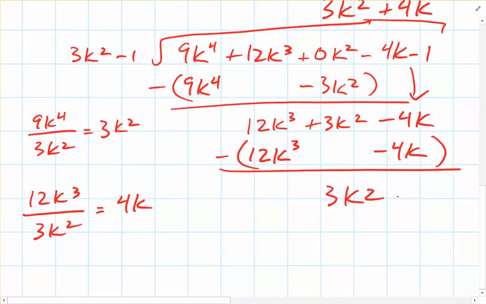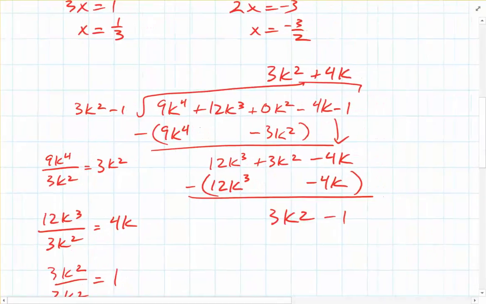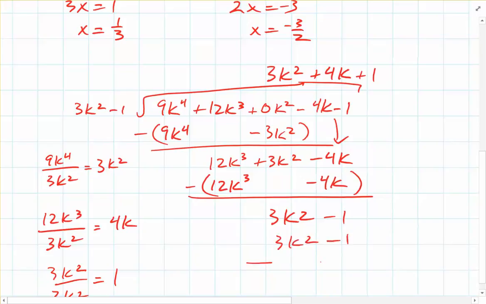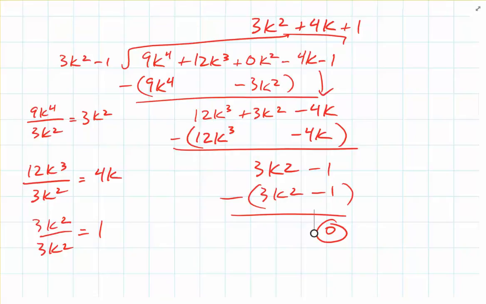So what's the leading term now? 3k squared. 3k squared over what? 3k squared is equal to? 1. So this becomes plus what? Plus 1. And we multiply and we end up with 3k squared minus 1. You subtract, and what do you end up with? 0. So what does that tell you about the division? Perfectly said. It goes in evenly.